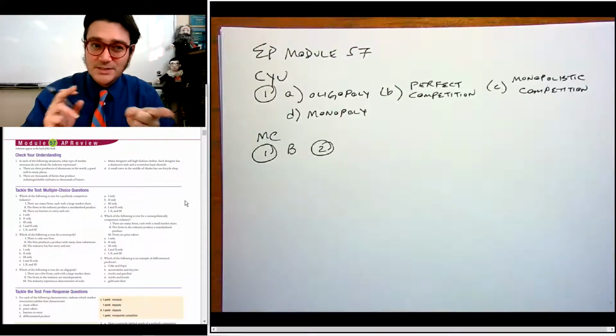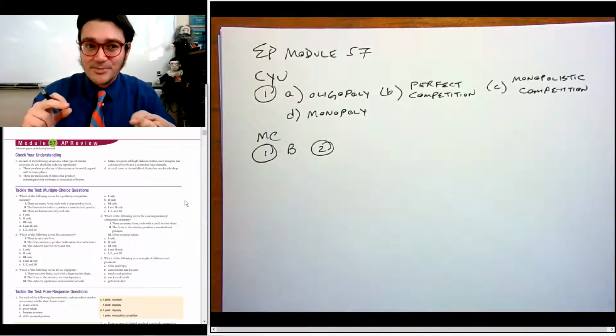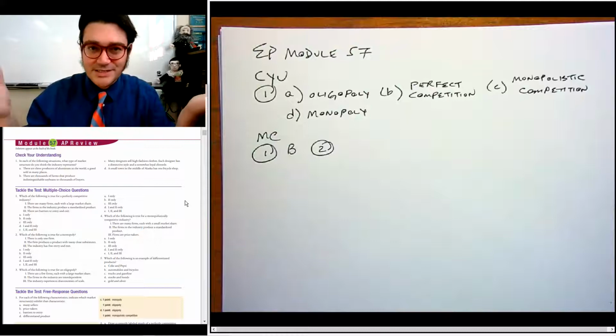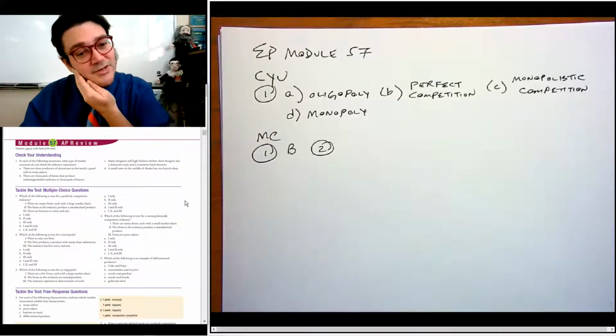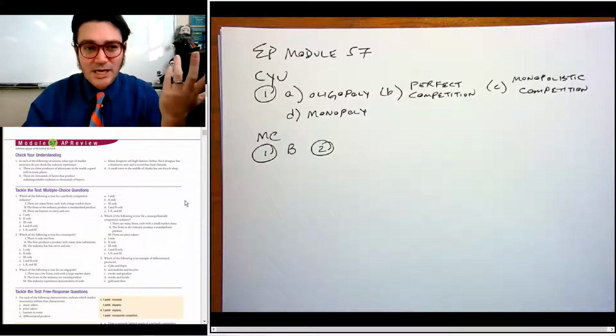Well, if there are lots of substitutes for the product, then it's not really a monopoly, because that means there's multiple producers of basically the same product. So we're going to rule out statement 2. It's not really true of monopoly, right?